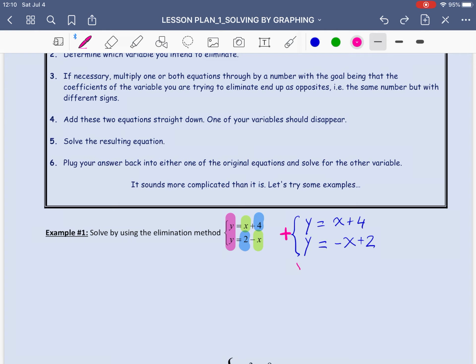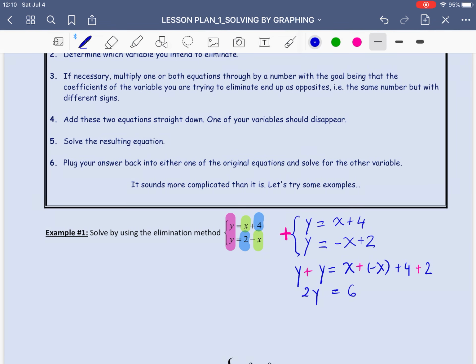I will write here, y plus y equals x plus negative x, and then plus 4 plus 2. So we're adding them in order. Now, y plus y equals 2y. x plus negative x is 0x, so we've eliminated the term x. And 4 plus 2 equals 6.